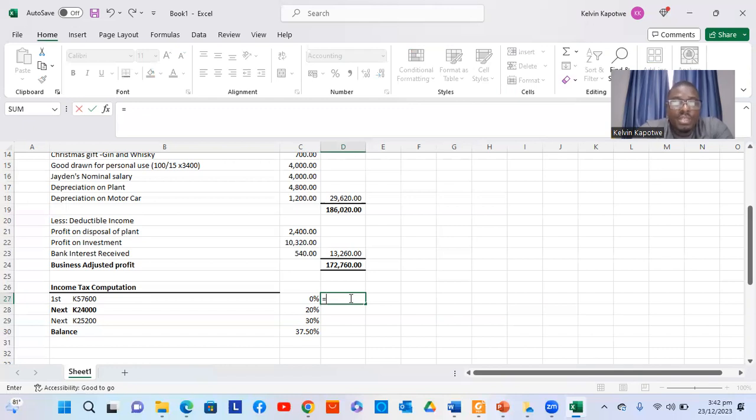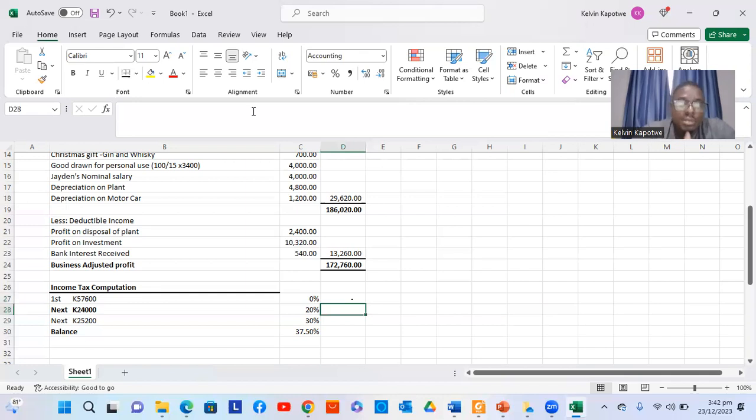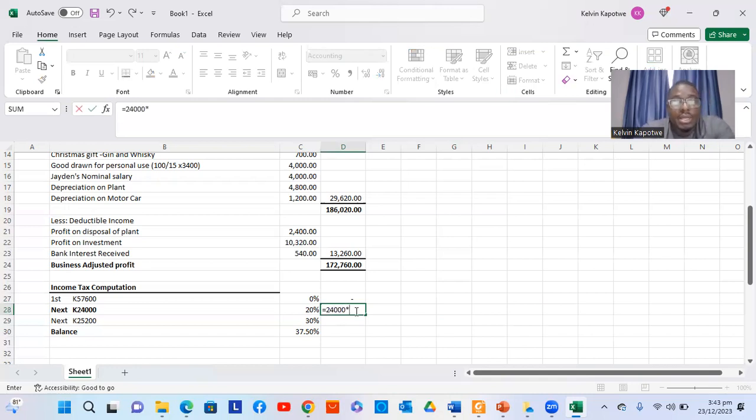So what I would do is 57,600 multiplied by 0%. It is 0. So no tax is paid there. Then the next 24,000 multiplied by 20%, we are paying 4,800 there.